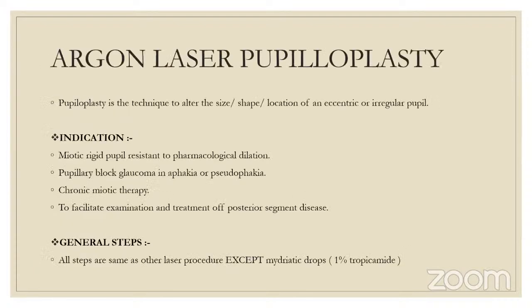Next is argon laser pupilloplasty. It is not in use in glaucoma, but I include it. Pupilloplasty is a technique to alter the size, shape, and location of an eccentric or irregular pupil. The indications are a myotic rigid pupil resistant to pharmacological dilatation, pupillary block glaucoma in aphakic and pseudophakic eyes, and chronic myotic therapy, to facilitate the examination and treatment of posterior segment disease. All steps are the same as the general examination, except that 1% tropicamide mydriatic drop is put in the eye.